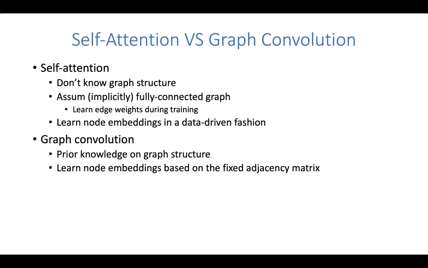So if you compare self-attention versus graph convolution, in self-attention you assume that you don't know the graph structure. Obviously there is something going on in your sequence input, your sentence. If you have an NLP background, there's something called dependency parsing. In dependency parsing, what you want to do is parse a given sentence so that you can figure out the hierarchical, tree-like structure in your sentence.